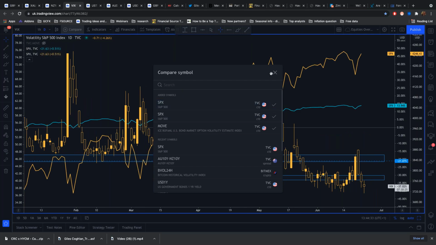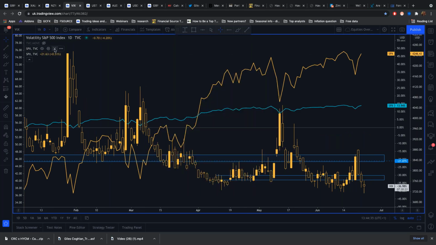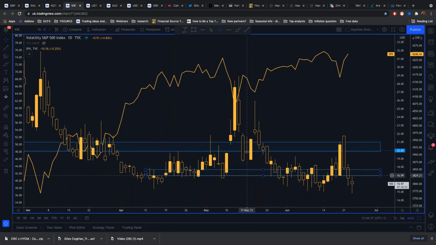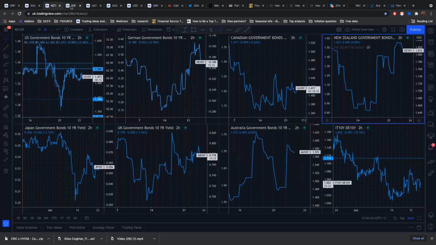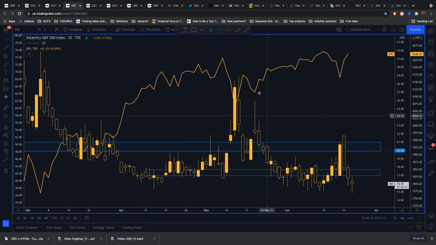So let's just use that. Okay, let's get rid of the turquoise one, and then that should become clearer for you. Right. So the yellow line is the S&P 500, remember? And we looked at that earlier, didn't we? We looked at the S&P 500. Now this is the same, but it's just a gold line. Now this candlestick chart here is the VIX.